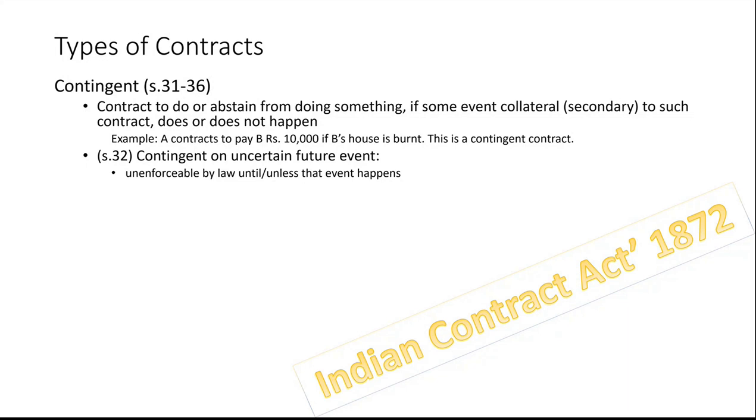Here it says that this is unenforceable. This is voidable at that time. But if that uncertain event happens, it becomes valid because that event has happened. There's no impossibility.